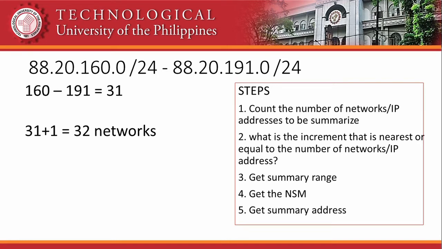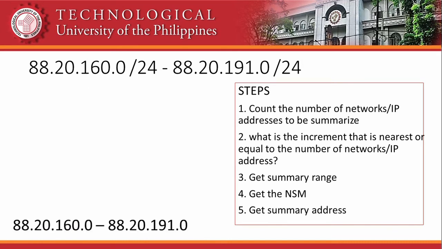Teka, bakit nag-add ng 1? Kasama kasi yung initial value ng range from the network address. Hindi pwedeng mawala yun kaya palaging nag-add ng 1. Tapos sa step 2 natin, tignan mo kung saan pinakamalapit or eksakto yung value ng number of networks mo sa increment. Ilabas ulit natin yung naka-decimal notation ng binary digit. So, our increment is 32.